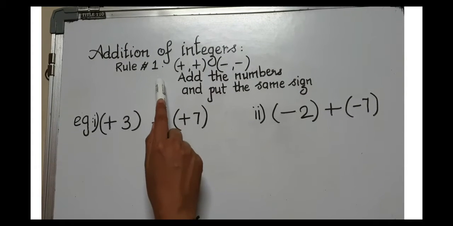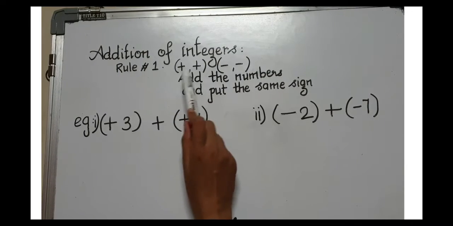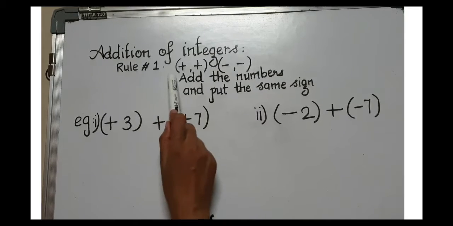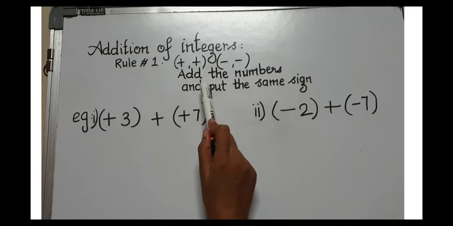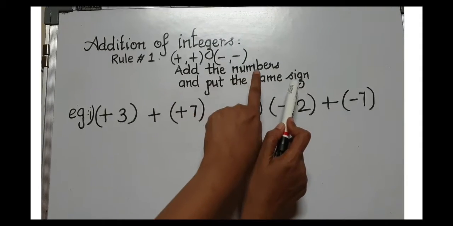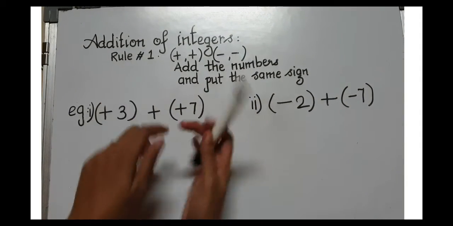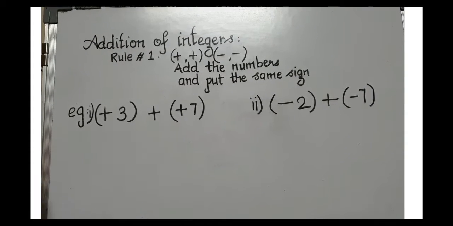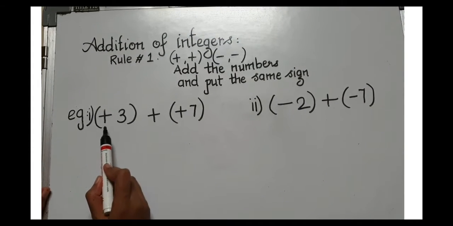Addition of integers. Rule number 1. It applies when both are positive, positive, or negative, negative. So whenever you have plus, plus, or minus, minus, add the numbers and put the same sign. So you will be adding the numbers and then putting the same sign. I have got two examples. I'll be using both the examples.